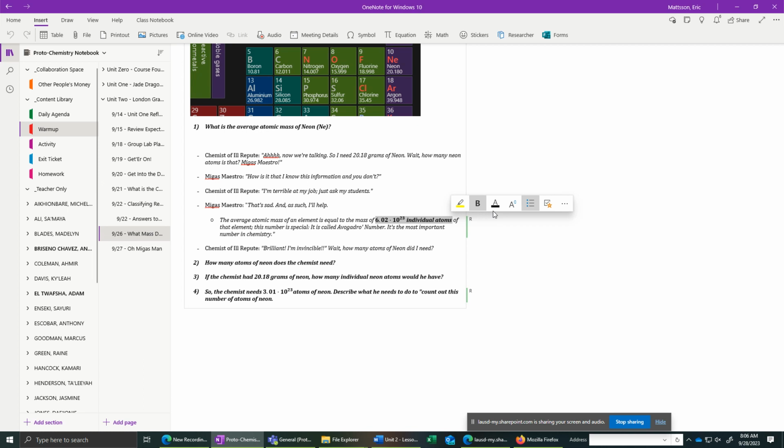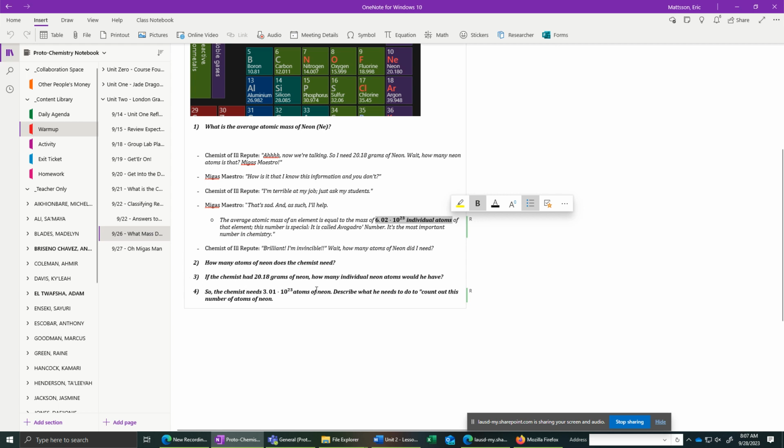The mole is equivalent to the unit dozen. If we talk about eggs, you buy eggs in a dozen. That simply means that you have 12 eggs. The mole is the same thing as a dozen. It just represents a different quantity, and it represents this quantity. So if a chemist says they need 1 mole of atoms, it means they need this number of atoms. Okay, so that's what we've got here.